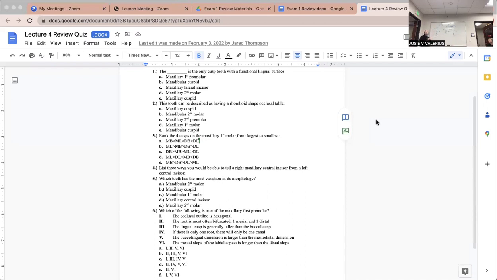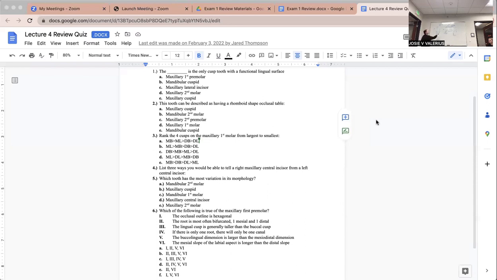And that way, when he's asking you to compare, like, which way does this cusp lie on this tooth versus this tooth? You already have it written down. And it's a lot easier to keep things clear in your head when you're trying to take the test. So my thought process is I always start with an outline.